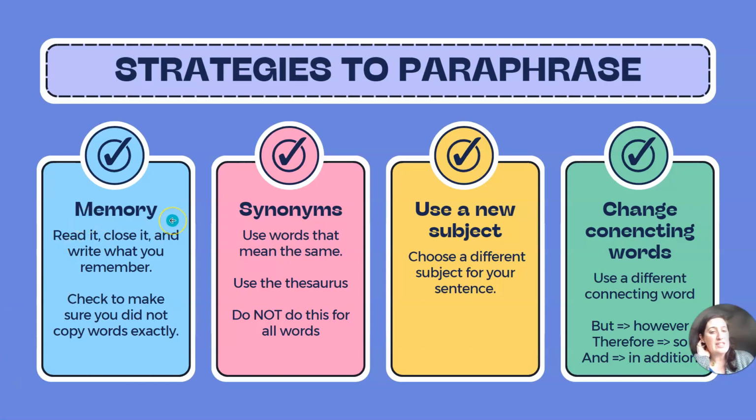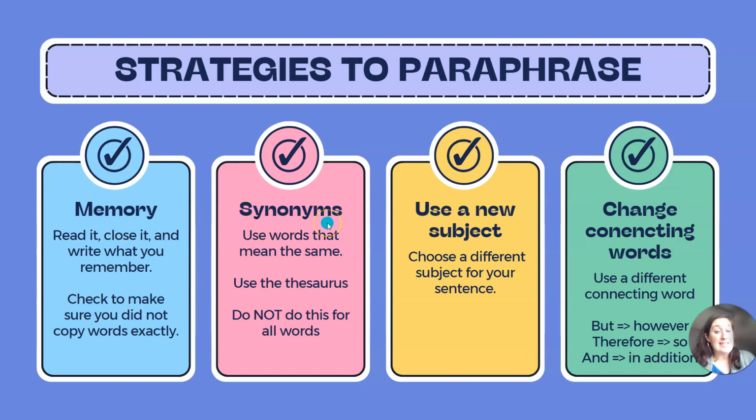The first strategy is just called memory. That means read the line that you want to paraphrase and then close it and write what you remember. Just read it, close it, look away from it, and then write what you remember. Then you will go back and check to make sure that you did not copy words exactly. So this can be a good way to paraphrase. And you can use 1, 2, or 3 of these strategies when you paraphrase.